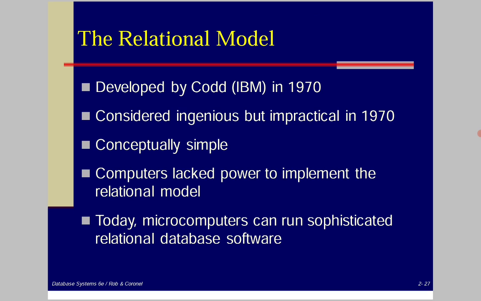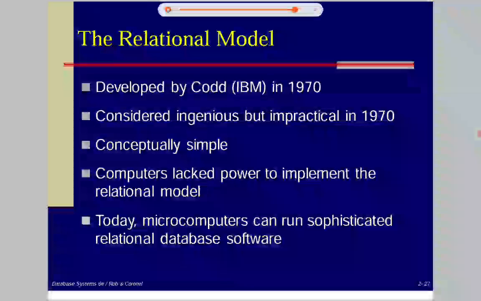So third model is a relational model developed by Codd at IBM in 1970, considered ingenious but impractical in 1970. Conceptually simple, computers lacked power to implement the relational model. Today microcomputers can run sophisticated relational database software. So it is developed by Codd.